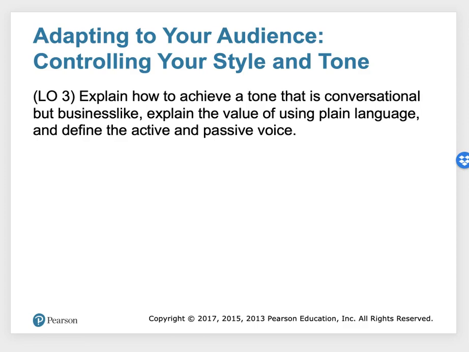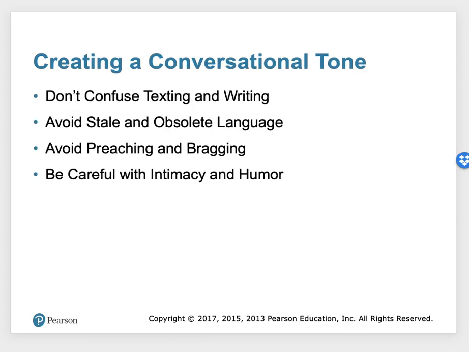All right, learning objective number 3: explain how to achieve a tone that is conversational but businesslike, explain the value of using plain language, and define the active and passive voice. So let's move through these items. First of all, creating a conversational tone. Style is the way that words are used to achieve a certain tone. That's the impression made by your words. Most business messages aim for a conversational style that is warm but still businesslike.